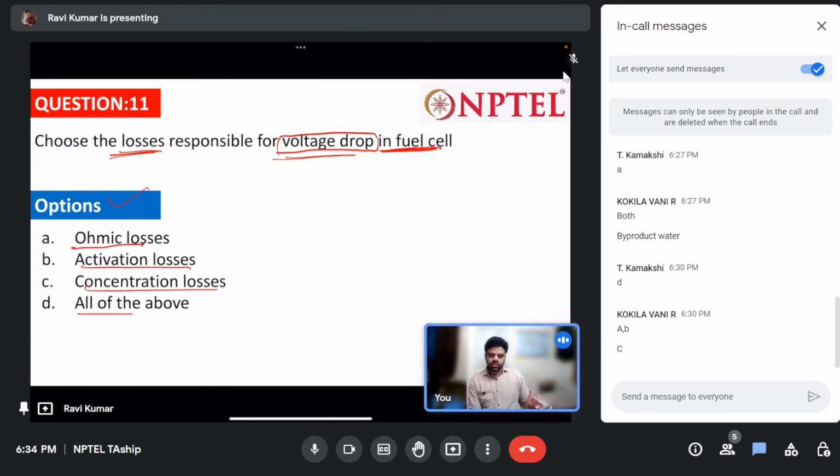Types of losses are here. You just need to tell me which are associated with fuel cell. Are ohmic losses there? Are activation losses there? Are concentration losses there?